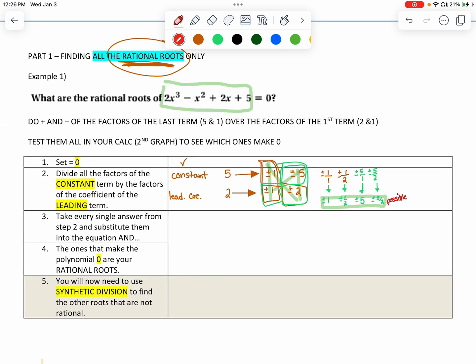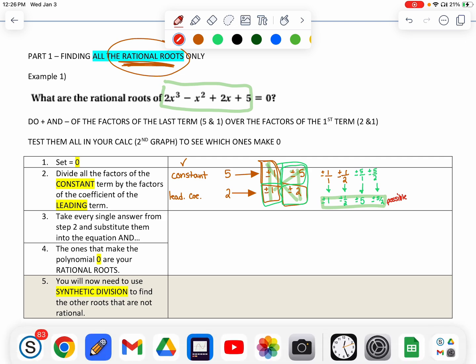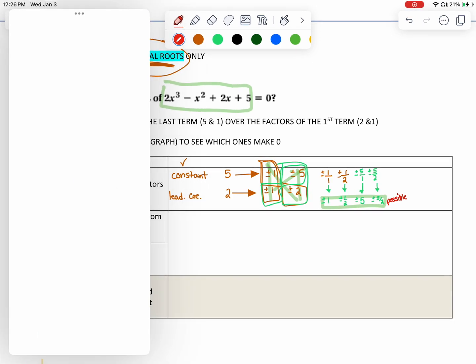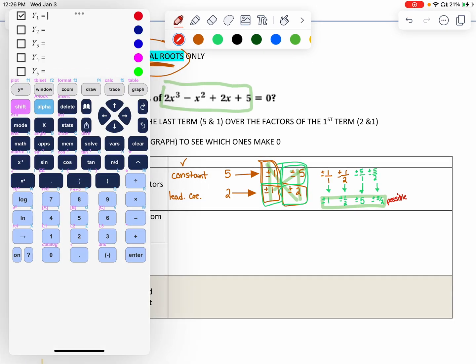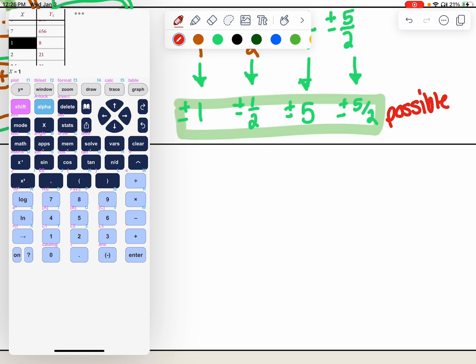Now it's time, step 3: take every single answer, substitute them into the equation, and the ones that make 0 are your rational roots. So I'm going to grab my calculator and hope that it does exactly what I need it to. I'm going to go to my y equals. My equation is 2x to the third minus x squared plus 2x plus 5, and I'm going to use my table on my calculator. I'm going to start with positive and negative 1. Positive 1, negative 1. Negative 1 made 0. Therefore, negative 1 is a rational root.